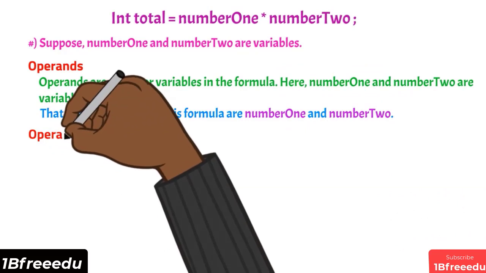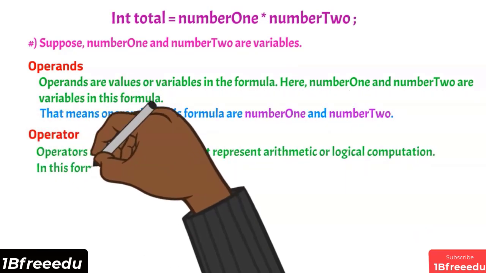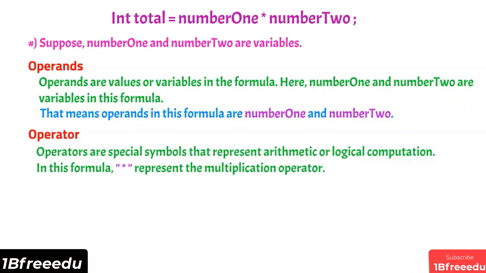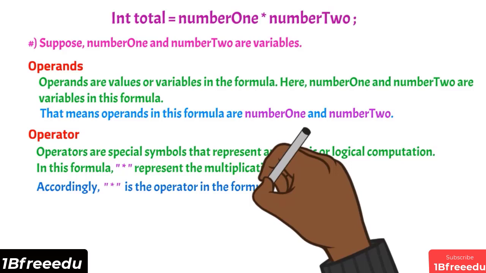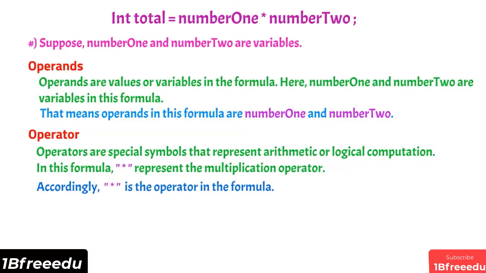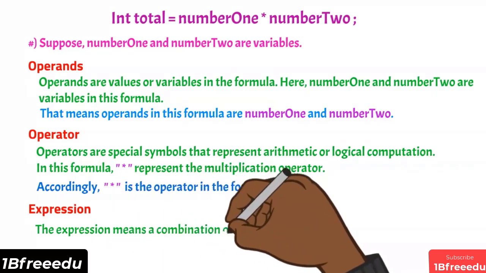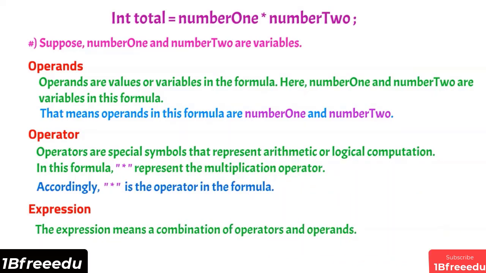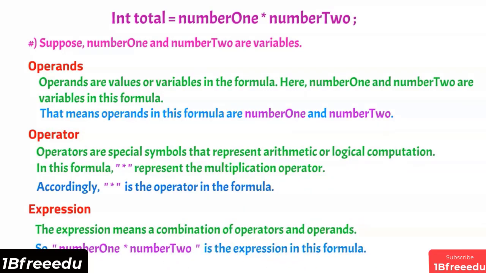Right. What is the operator? Operator is a special symbol that represents mathematical or arithmetic computation. In this formula, star symbol represents the multiplication operator. According to that, star symbol is the operator in this formula. Okay, then what is the expression? Expression means combination of operators and operands. So, number 1 multiplied by number 2 is the expression in this formula.